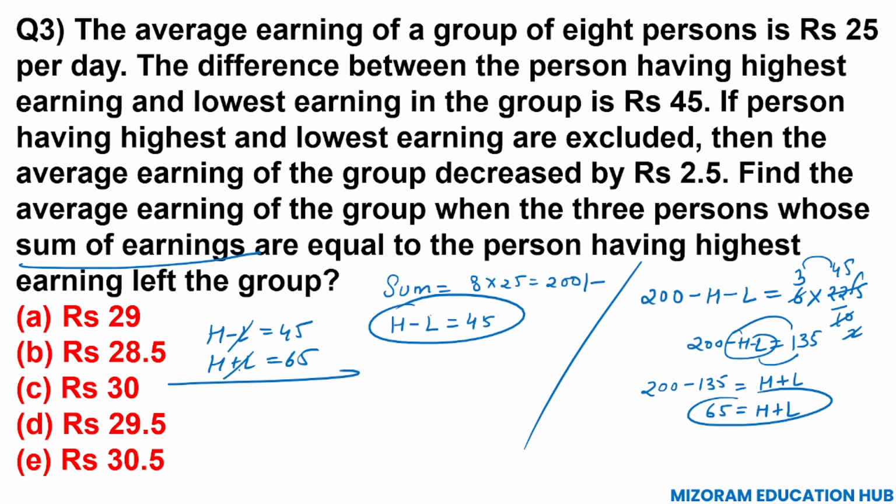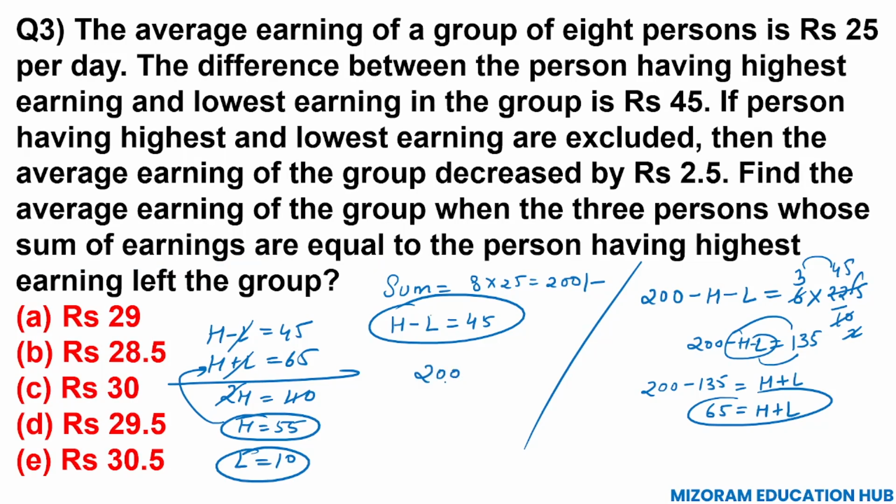Adding them, 2H equals 110, so H is 55. Then for L, 65 minus 55 is 10. So in the group, the 3 persons whose sum is equal to the highest one have a total of 55.